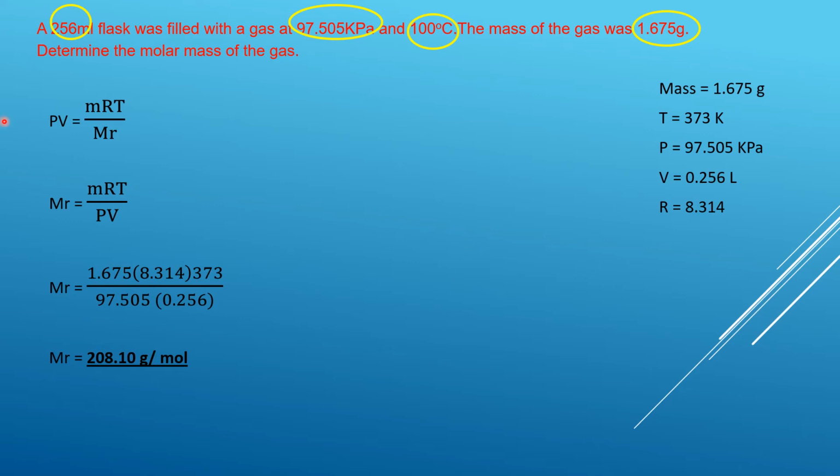So I hope you have understood how you are going to relate your ideal gas concept into a Dumas method. The only thing that has changed here is that instead of n, we are using m over MR.